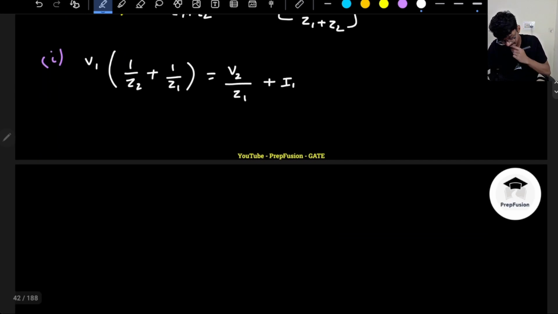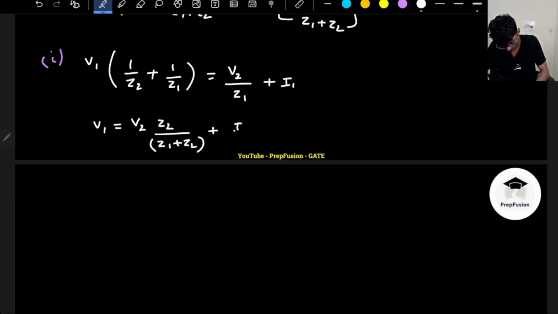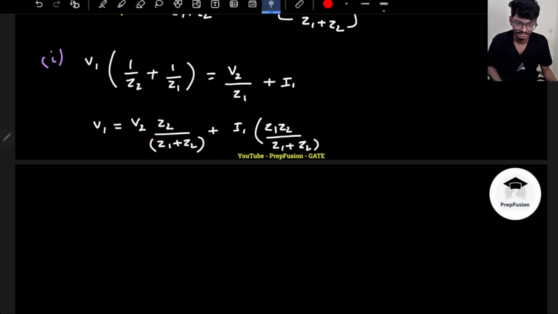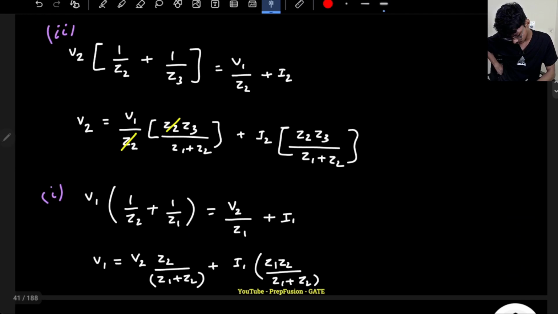Okay, so my V1 equals to V2, this Z1 will get cancelled. This will be Z2 divided by Z1 plus Z2 plus I1 into Z1 Z2 divided by Z1 plus Z2. Now I will replace my V2 here, right? So this will be a bit lengthy. Okay, a lot of things will be there. So I will replace my V2 here. So if I replace my V2 here, right? So what is V2 equals to this mess? It is a mess, right? It is a total mess.